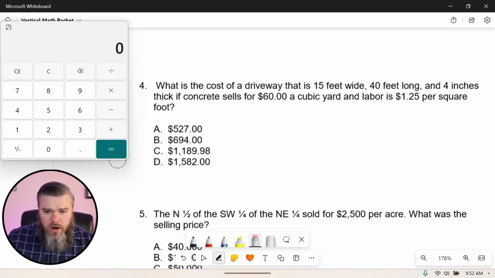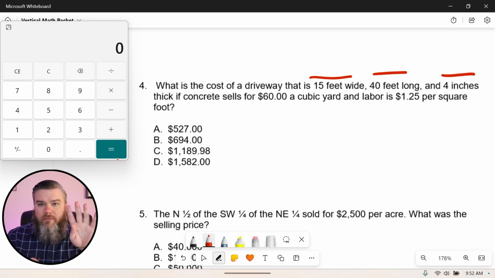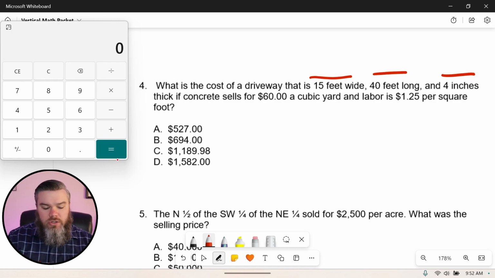So first, let's do the cubic, because that's a little bit harder. So we've got our 3 numbers here, right? Width, length, height. 15 feet, 40 feet, 4 inches. Now, folks, we could convert all of this to inches, but that's a whole lot extra work. So when we look at 4 inches, folks, there are 12 inches in a foot. And so it is like saying 1/3, right? 4, 8, 12. 4 inches is 1/3.